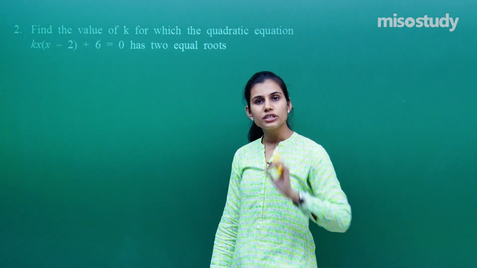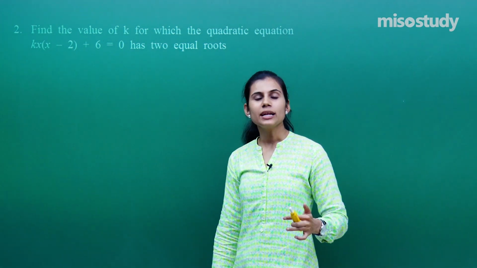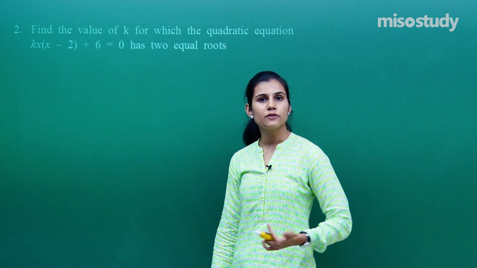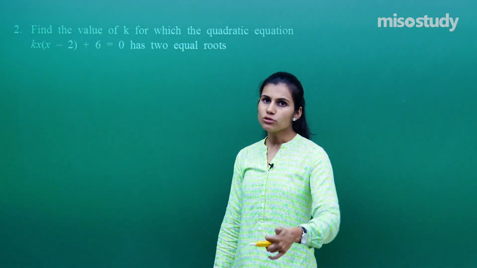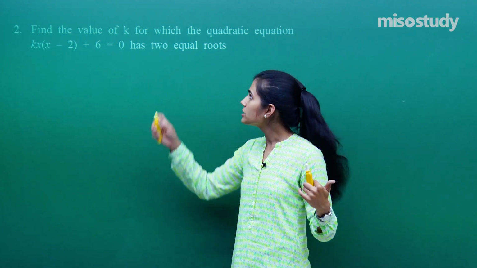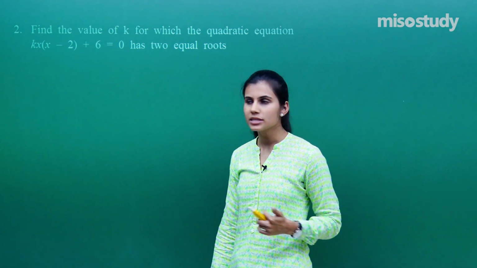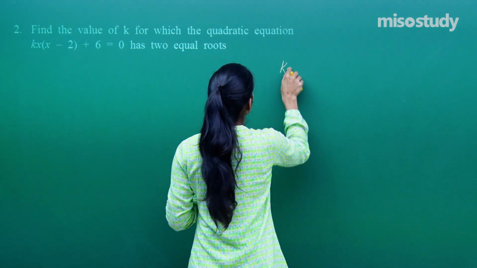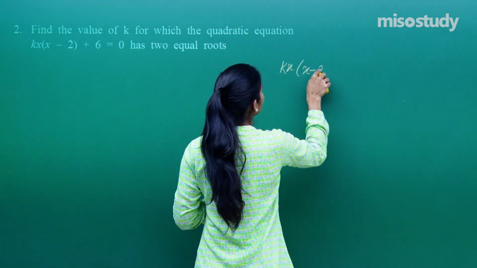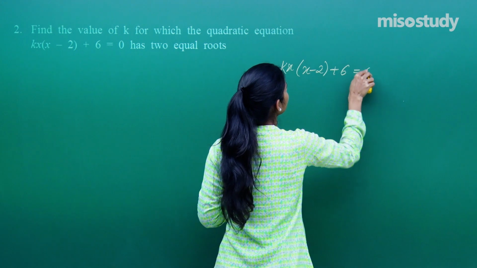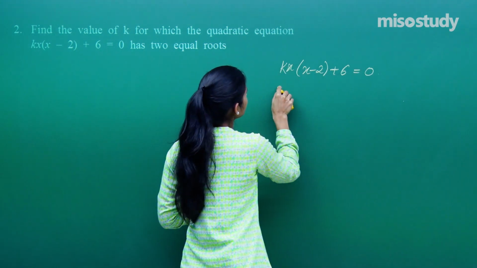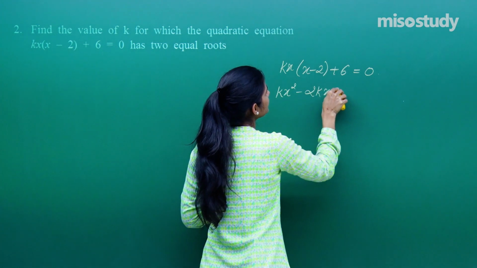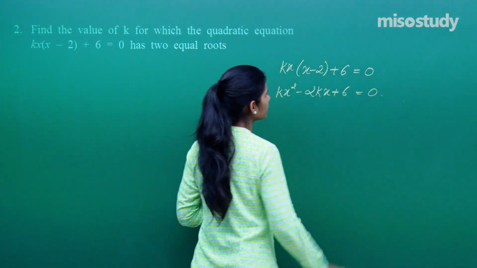So we are first going to reduce it to that form and then compare the value of a, the value of b, the value of c, and then plug them into the formula for discriminant. Use the discriminant equal to 0 condition because it is given that this equation has equal roots, and then find out the value of k. So here I have kx(x minus 2) plus 6 equals 0. Simplify, this gives you kx square minus 2kx plus 6 equals 0.